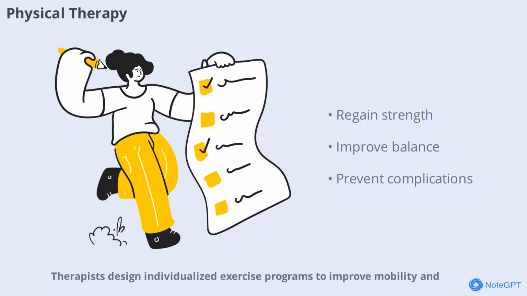Physical therapy focuses on helping stroke patients regain strength, balance, and coordination. Therapists design individualized exercise programs to improve mobility and prevent complications such as muscle stiffness and joint contractures. Regular physical therapy sessions are essential for promoting recovery and enhancing the patient's ability to perform daily activities.